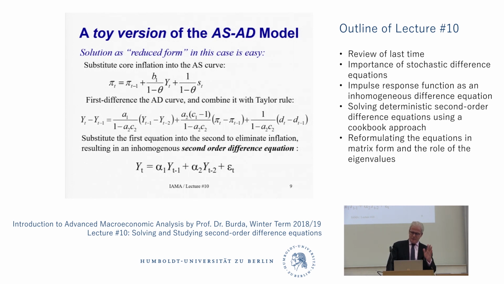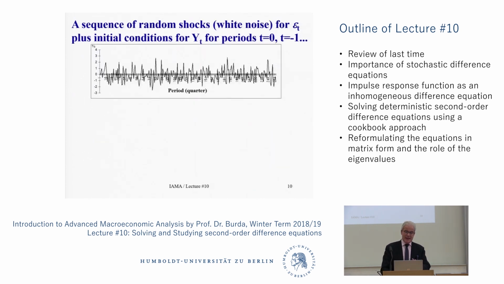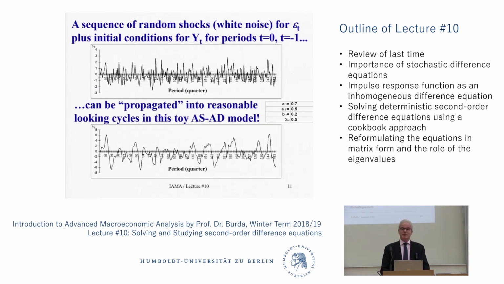So, I showed you last time that we could take this, first difference it, take the Taylor rule and put it in, and you get something like the bottom line. Output deviations from trend are a function of lagged output deviation and twice lagged, and a shock, which depends on a lot of stuff. And I showed you that if I just take that and put in some plausible numbers for those parameters, and I shock it with white noise, you actually get something that looks like a business cycle.